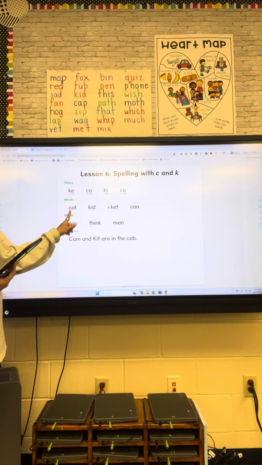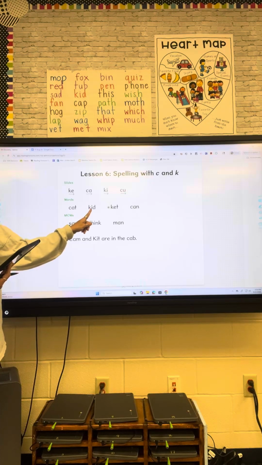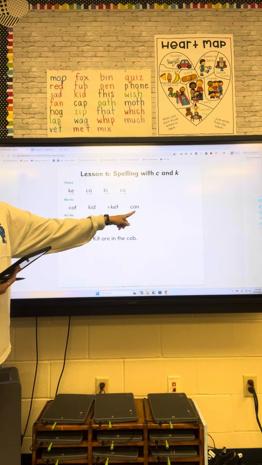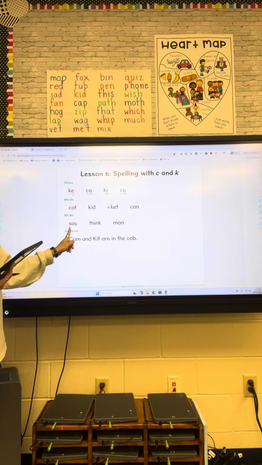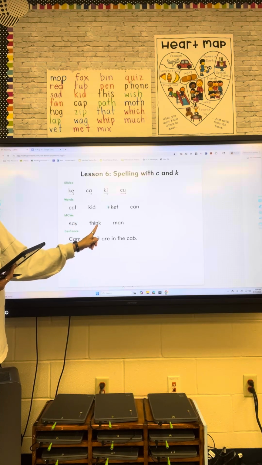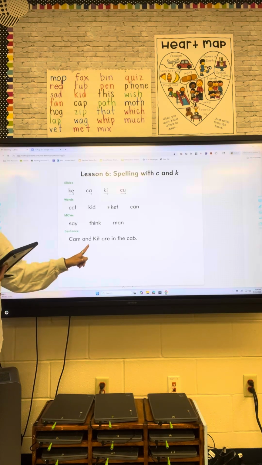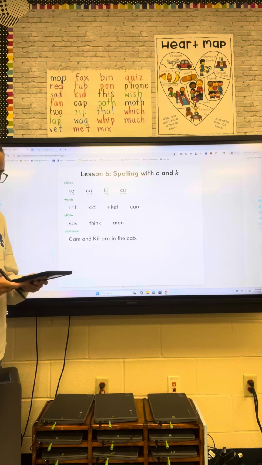Can you read these words? Cat, kid, ket, can, say, think, man. Go ahead and read the sentence. Cam and Kit are in the cab.